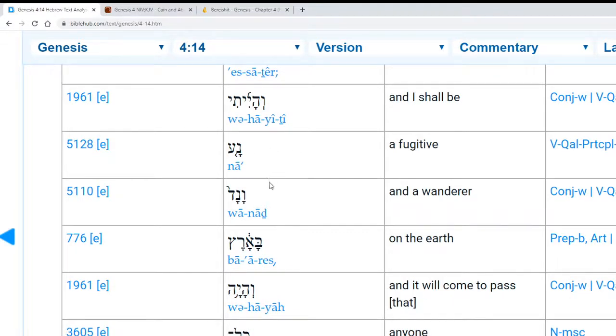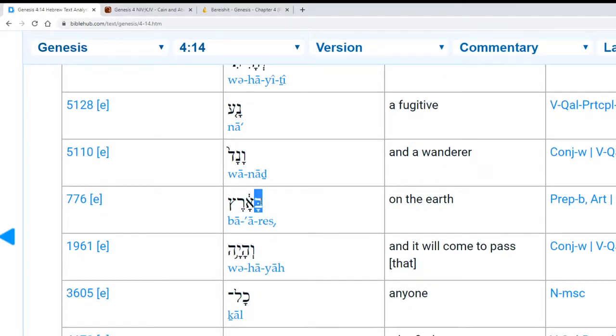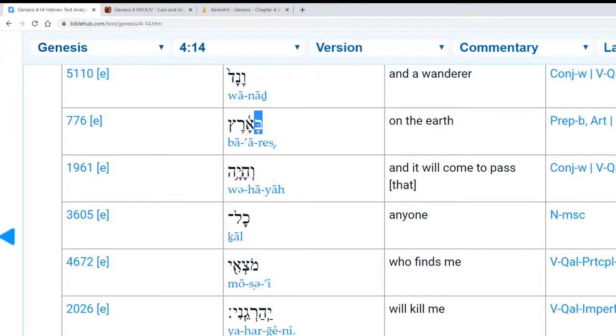Okay, na vaned, exact same thing that God said before, na vanad, right? To go back and move and wander. That's a conjunctive vav there. Ba'aretz, prepositional bet with the article aretz, land. Vehaya, so conjunctive vav, haya, and it shall be, it will come to pass, vehaya.